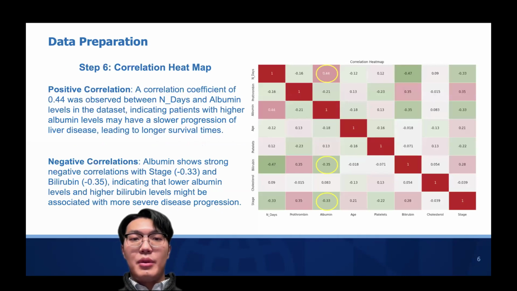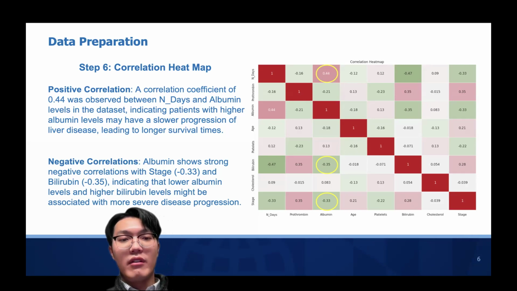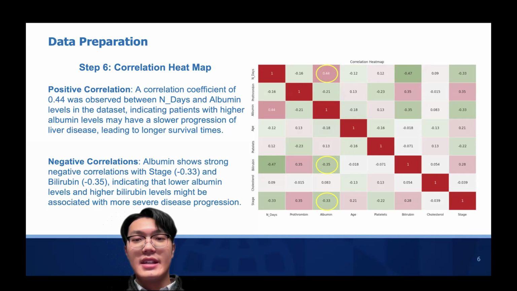After that, I put the heat map of the correlation here. I highlight both positive correlations and negative correlations. We can see for the positive one, the coefficient of 0.44 between n days and albumin. That means the patients with higher albumin level may have a slower progression of the liver disease, leading to longer survival times.